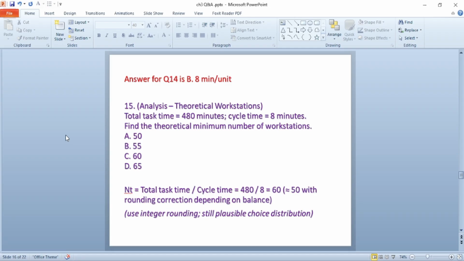Question number 15. Total task time is 480 minutes. Cycle time is 8 minutes. Find the theoretical minimum number of workstations. The number of workstations is equal to total task time divided by cycle time, which is 480 divided by 8, equal to 60. This 60 with rounding correction depending on balance will be nearly 60. So the answer is A.